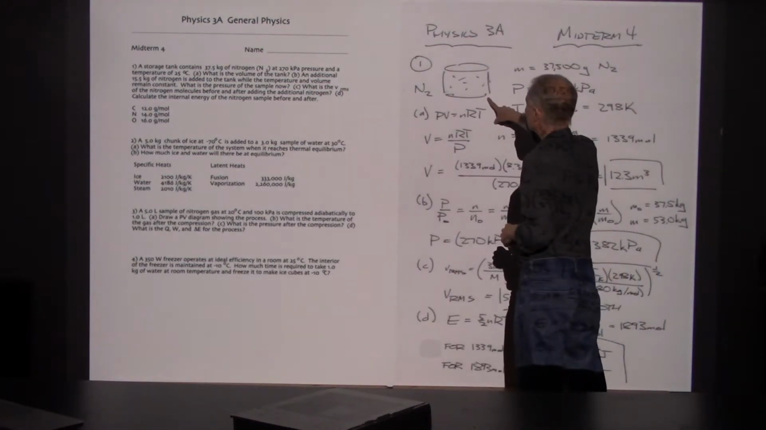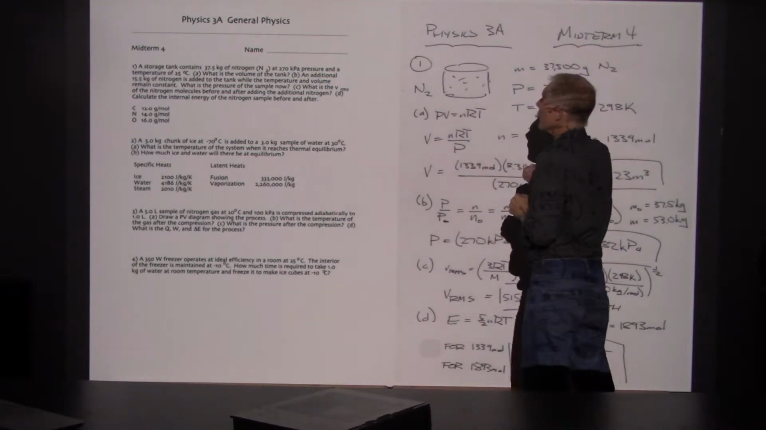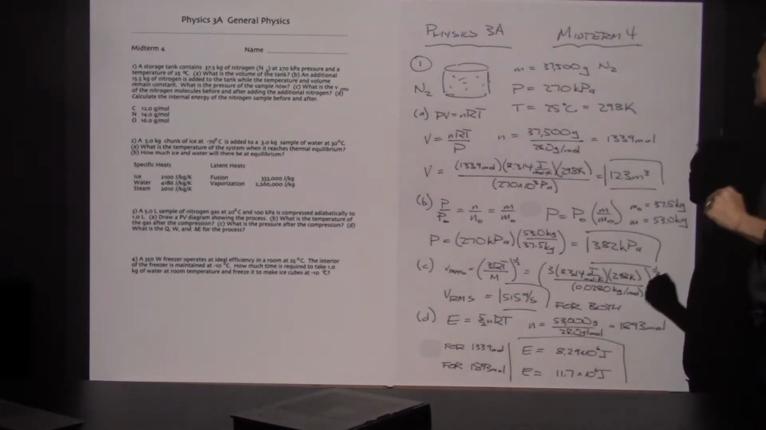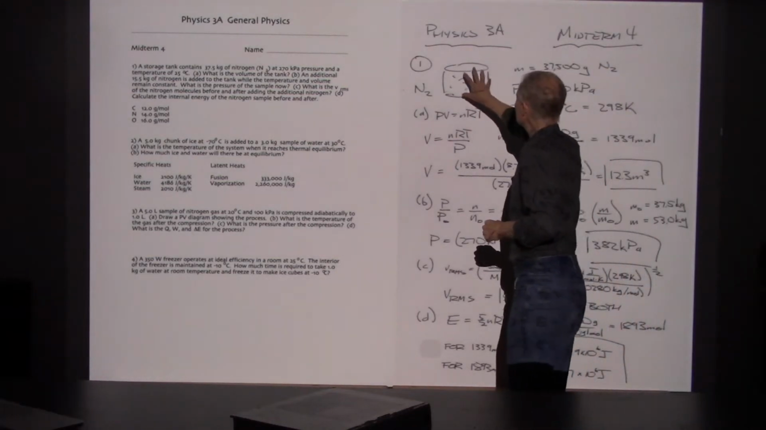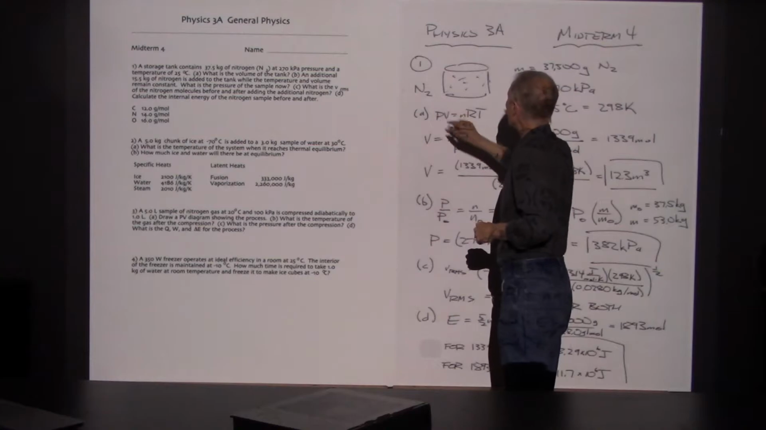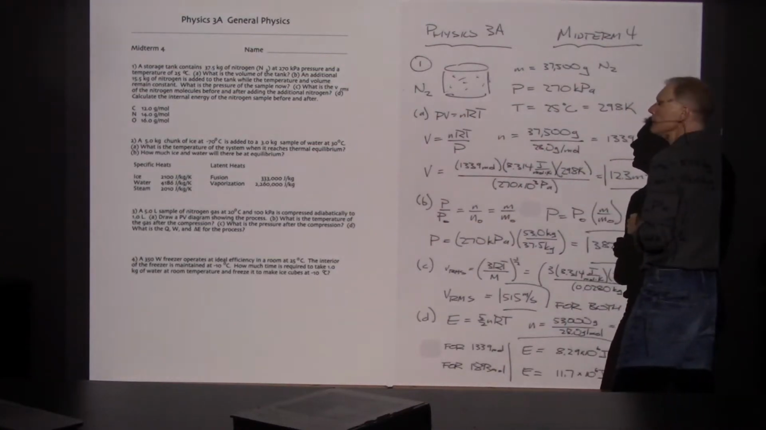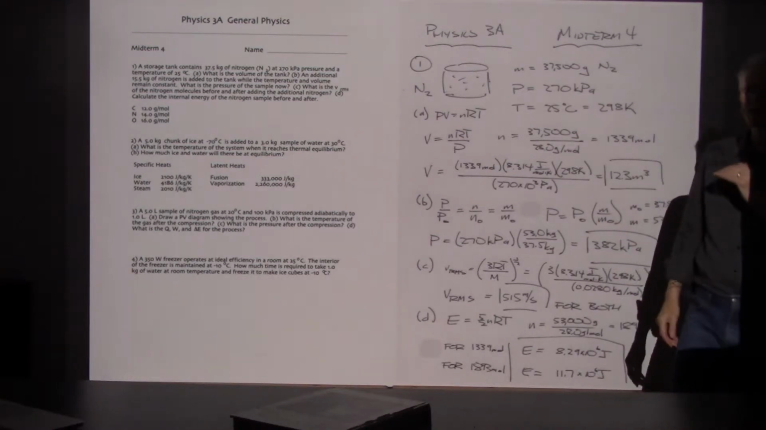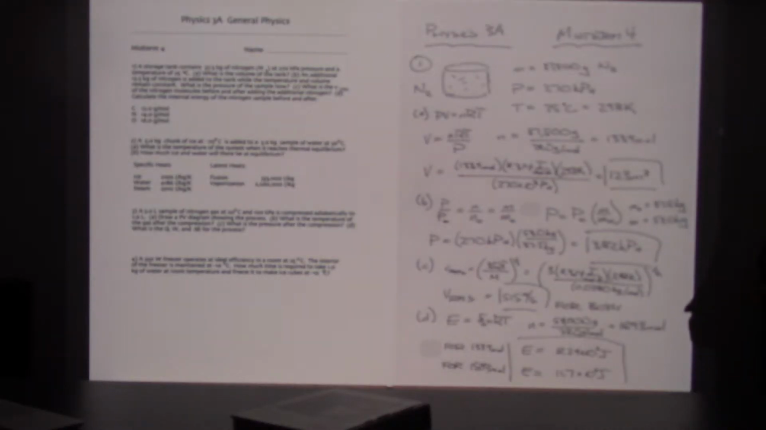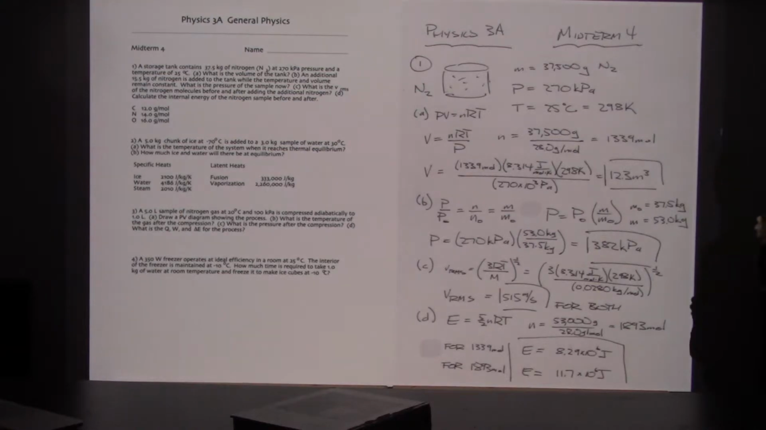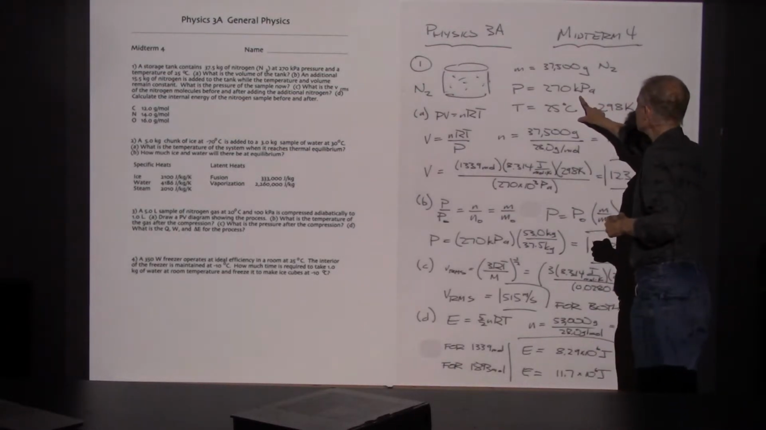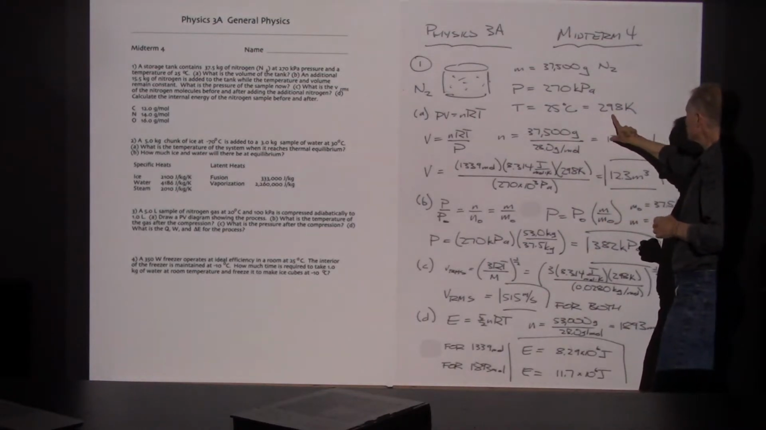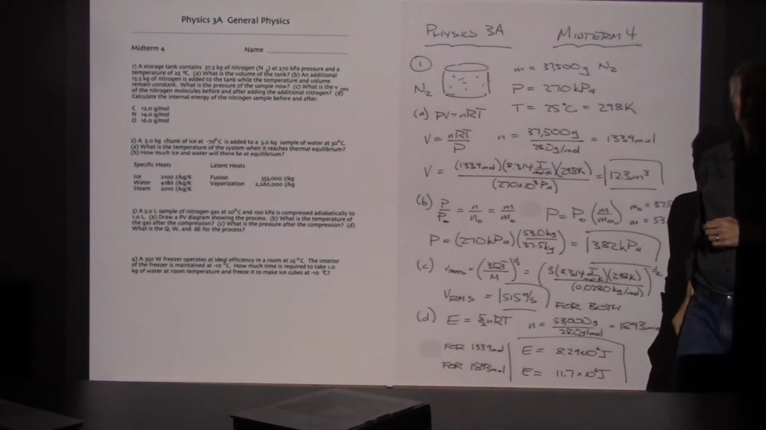So here's the container. I drew a little picture, still have those diagrams. We're in thermodynamics, but the diagrams are still really handy. And there's a bunch of nitrogen N2 molecules that are diatomic. It says that we're going to start off with 37,500 grams. I put it in grams of N2 molecules. There's the pressure, 270 kilopascals. And then the temperature, once we've adjusted to kelvins, should be 298 kelvins.